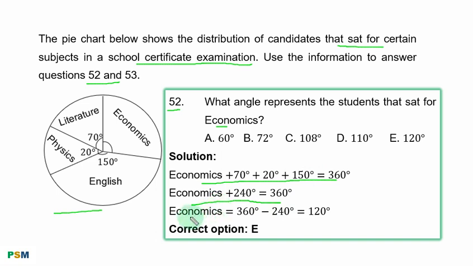So for economics, you have 360 degrees minus 240 degrees, and that is 120 degrees. The correct option is E.